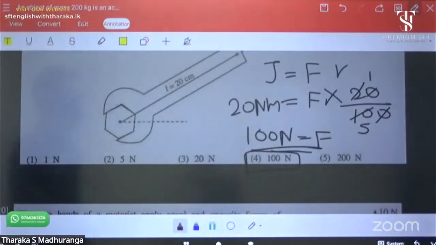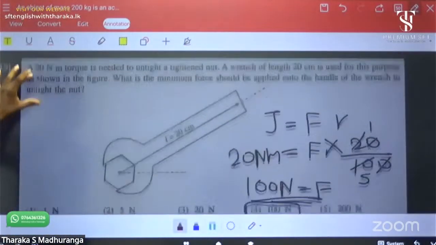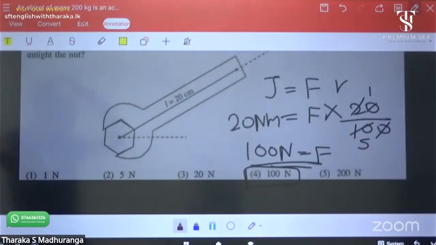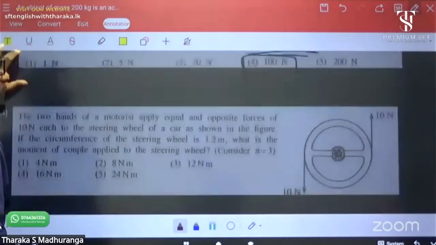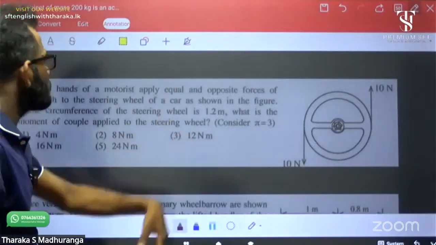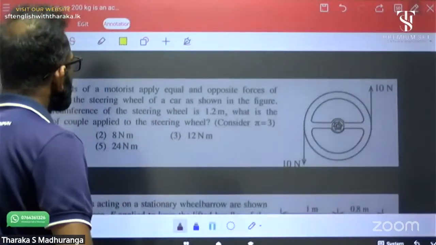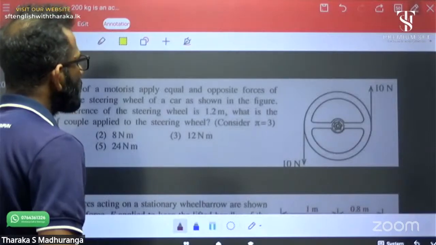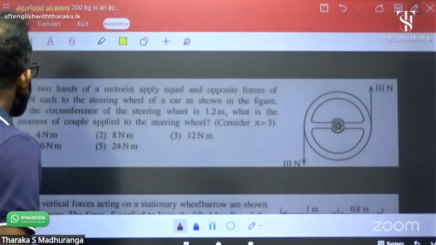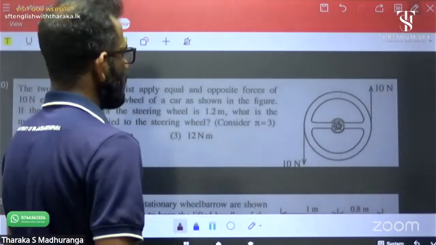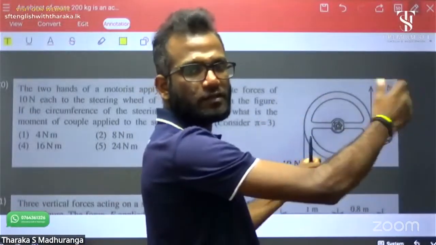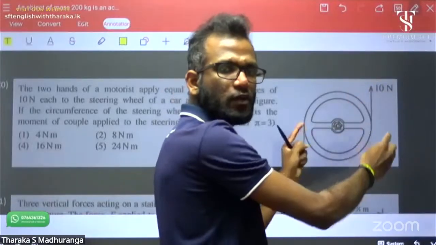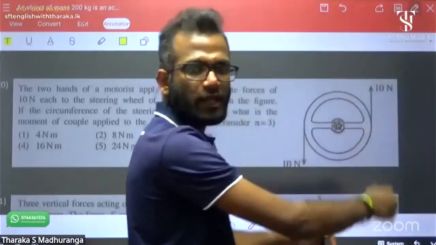Question number 19, answer number 4. Very simple. Okay, again same type, very simple question. Two hands of a motorist apply opposite forces of 10 Newton each on the steering wheel. It is a steering wheel. Then what is the force system? It's a couple of forces, two forces acting along opposite directions, same magnitude, in two lines.